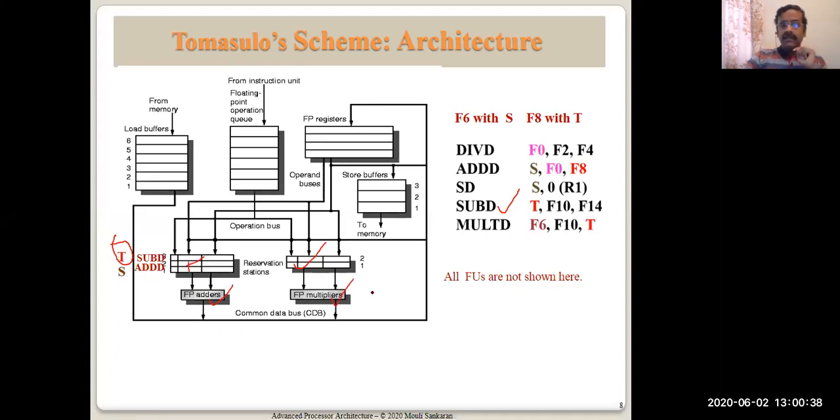Now the multiplier is executing this MUL.D and it wants T. It will take it from this register here. So it doesn't have to go to a register set at all. So this is how it is implemented.